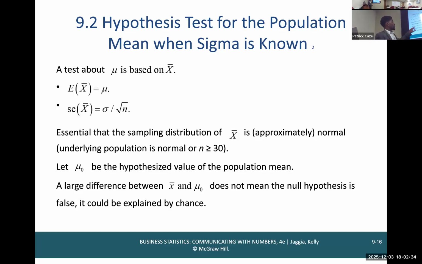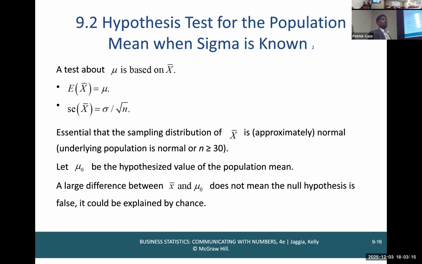So let the hypothesized mean be the value of the population mean. Basically what we're saying is that we don't have this mean for the null yet. We're just going to assume that the population mean is equal to the null, so the null is going to take the value of the population mean. A large difference between the sample mean and the null mean does not mean that the hypothesis is false. It could be explained by chance.